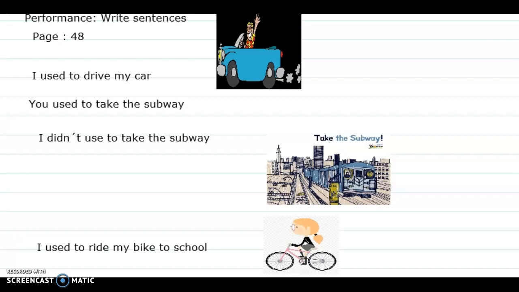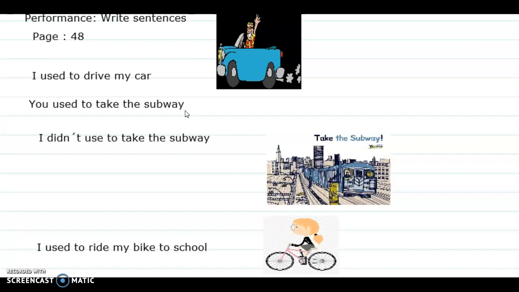Bueno, entonces, el día de hoy is a very short activity. You please copy these sentences in your notebook, okay? Remember that the sentences you will use in your page 48. Este vocabulario, esta introducción es para la página 48.